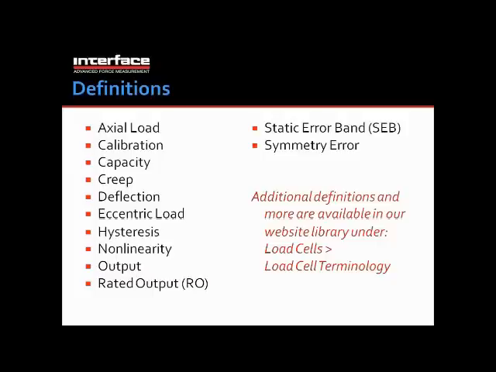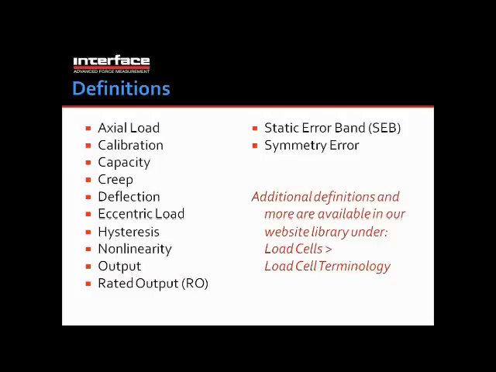Definitions. So let's start with axial load. Axial load is the load that is placed directly on top of a load cell, and it's acting along the central axis of the load cell. The calibration is the step where we basically verify that the load cell meets all the different performance parameters that are specified for the load cell. The capacity refers to how much load or how much force the load cell can take.